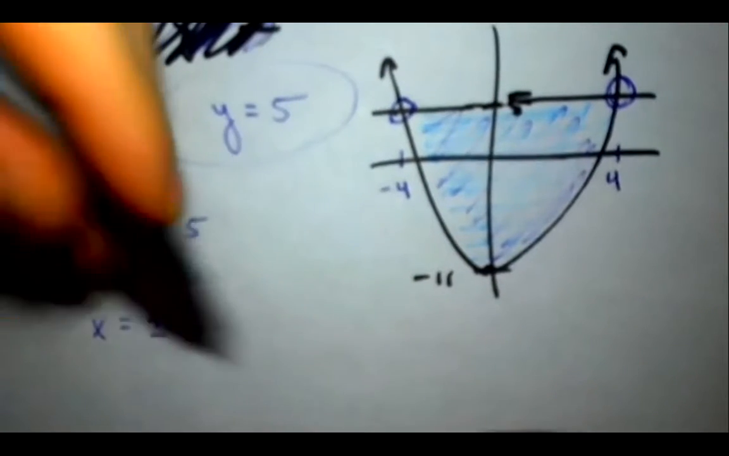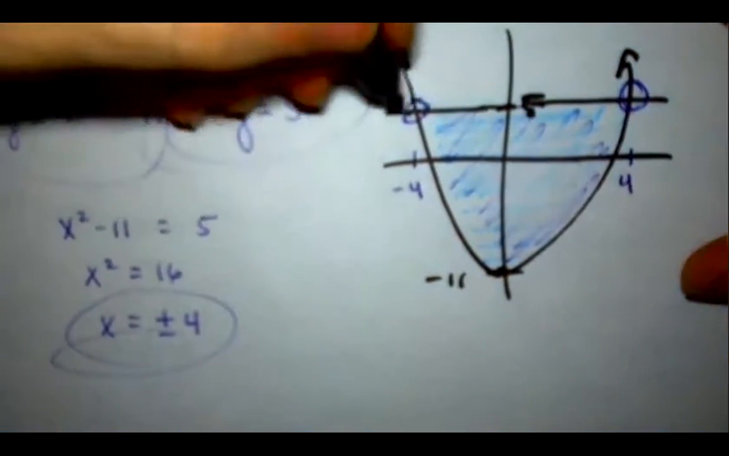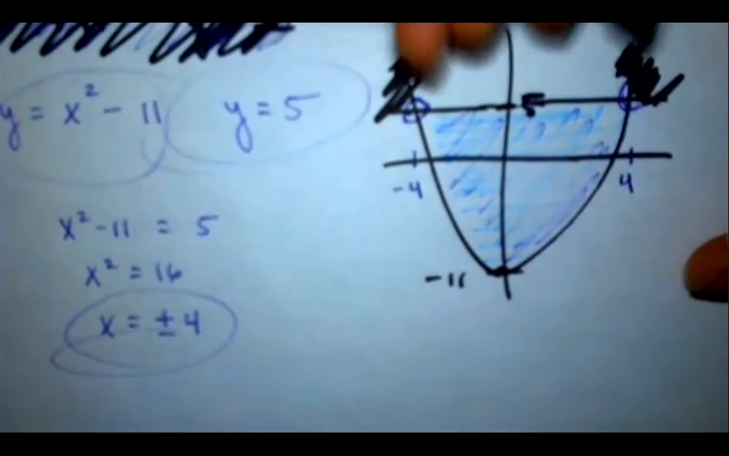Now we have bounds. And you have to think through which function's on the top. Forget about all this excess here. Which one's going to be on the top? The horizontal line or the parabola?